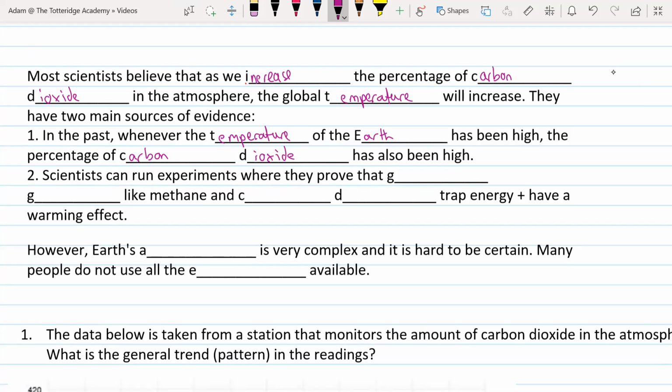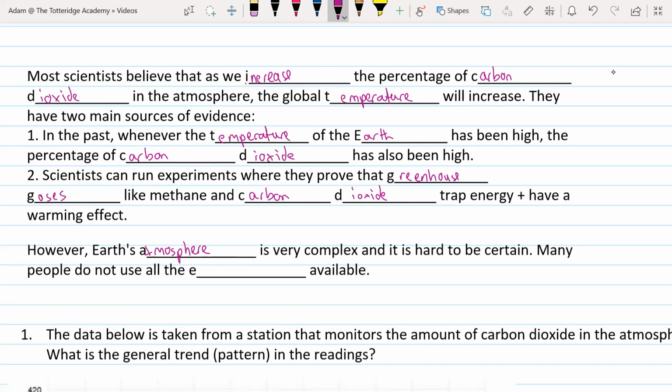Scientists can run experiments where they prove that greenhouse gases like methane and carbon dioxide trap energy and have a warming effect. However, Earth's atmosphere is very complex and it's hard to be certain.